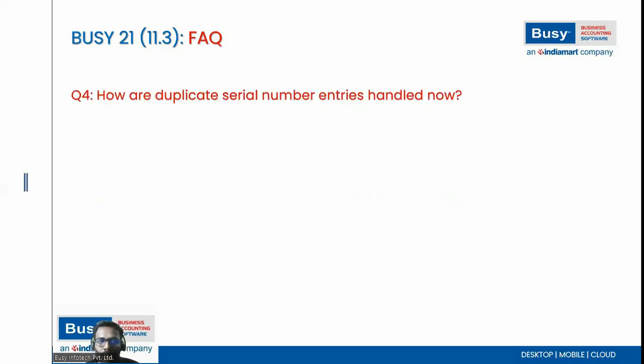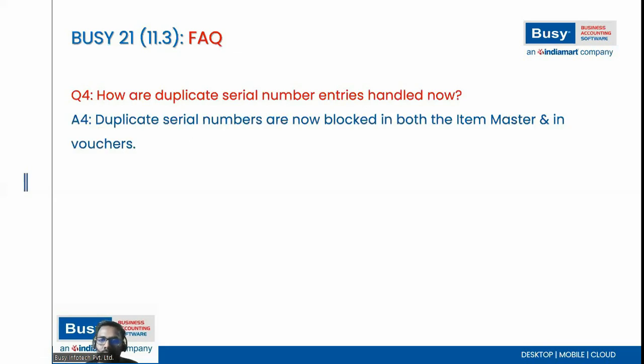The next FAQ is how duplicate serial number entries are handled. Duplicate serial numbers can also be filtered out. Now onwards, refinement will be made for serial number tracking purposes. Earlier, serial number duplication was happening. Now onwards, duplicate serial numbers get blocked by the software in the item master side and in vouchers also.